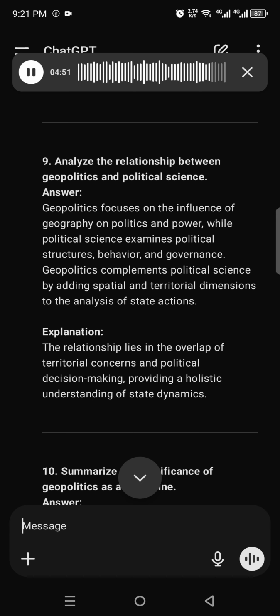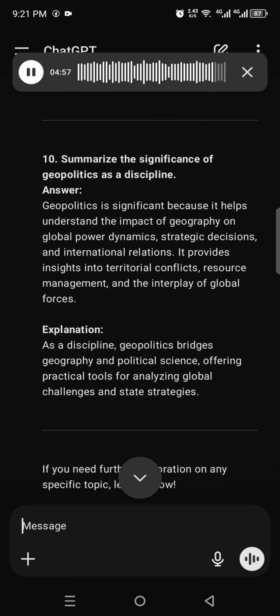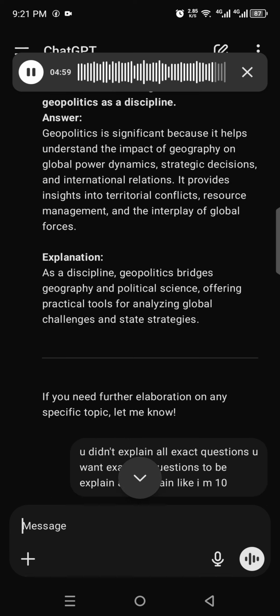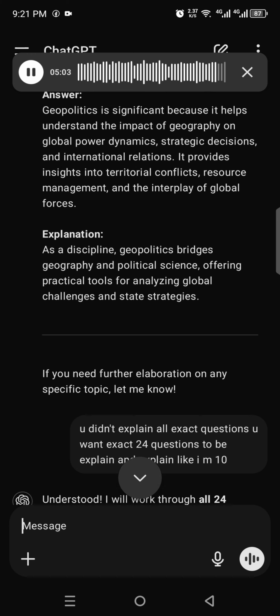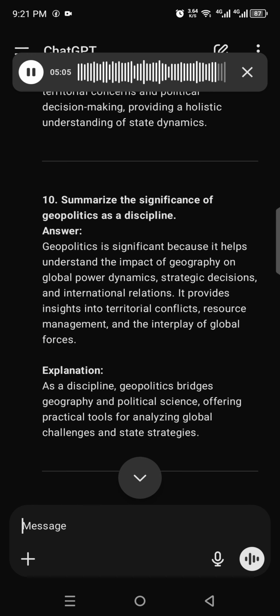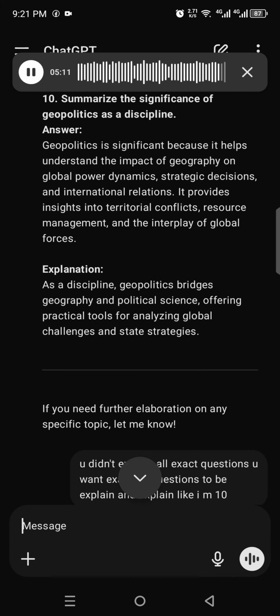10. Summarize the significance of geopolitics as a discipline. Answer. Geopolitics is significant because it helps understand the impact of geography on global power dynamics, strategic decisions, and international relations. It provides insights into territorial conflicts, resource management, and the interplay of global forces.